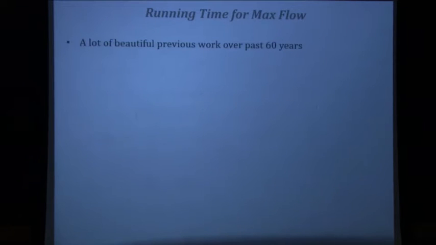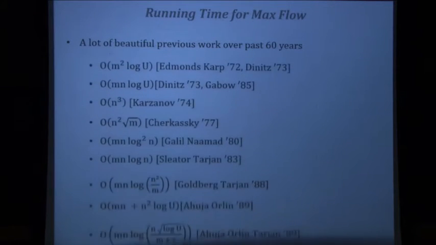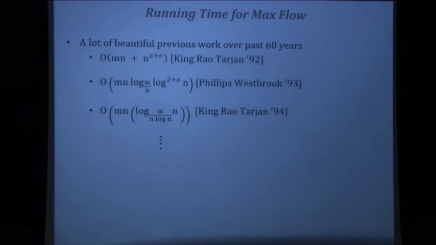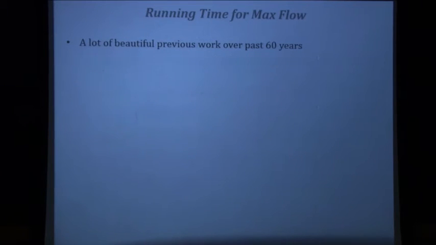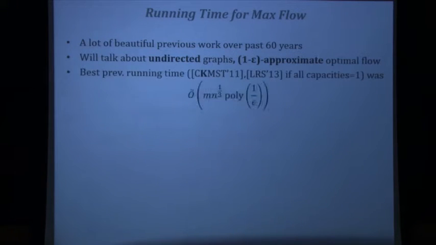It has a long history that, again, I'm going to do nothing resembling justice to. But it's been studied a lot, and it has a fair amount of previous work that I'm really not going to review. Instead, I'm just going to stick with the most recent data point on it. I'm going to talk about undirected graphs and 1 - epsilon approximate flow. For this, the best previous running time was in a paper that I wrote with Paul Christiano, Aleksander Madry, Dan Spielman, and Shang-Hua Teng.